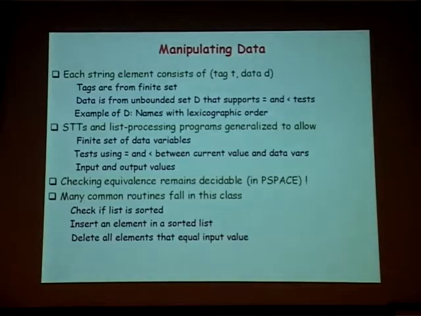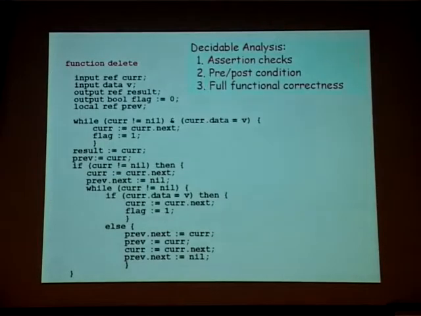You also want to allow input-output values to these functions, and it turns out that things are still decidable. You can do things like check if the list is sorted. You can't sort the list, but you can check if it's sorted. You can insert an element in the sorted list. You can delete all elements. You can reverse, and you can do a variety of these things. So we have defined a specific syntactic fragment. This is how the program looks.